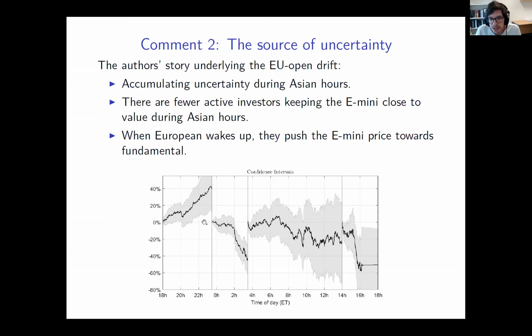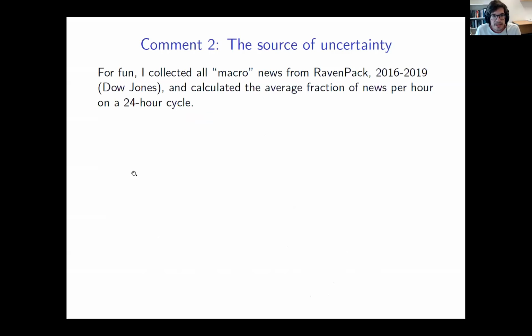And this got me really interested to understand what this uncertainty is. What is the uncertainty increasing here, and what can cause uncertainty to go down? So I did something over the weekend that's not very scientific, just to kill some time. I went to RavenPack and collected all the macro news from Dow Jones over a 24-hour cycle from 2016 to 2019. I kept all the news that are not firm-specific, and they're not only macro news announcements. It's any news that has to do with the US.